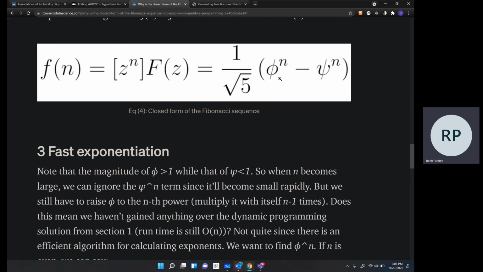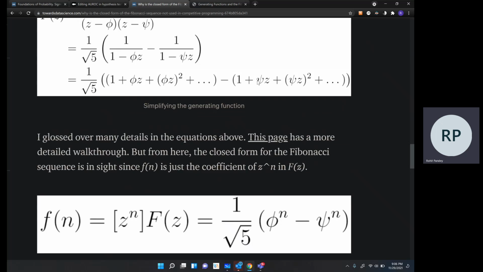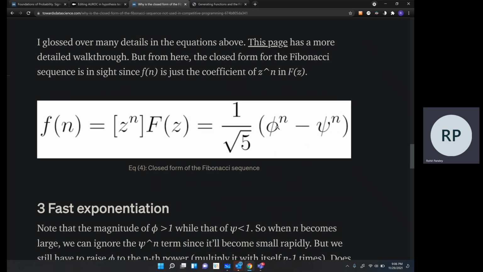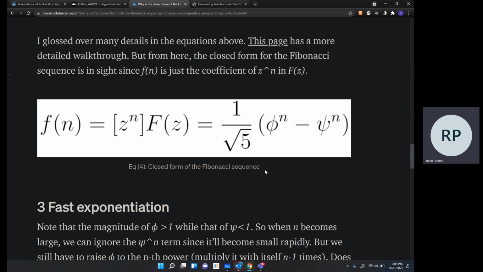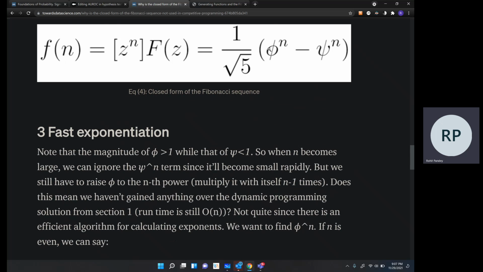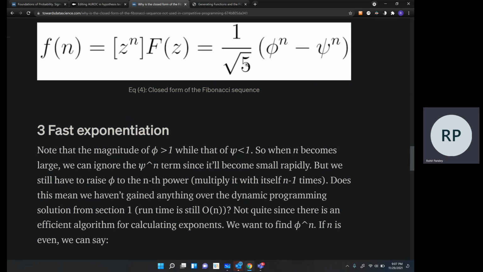One thing you'll notice straight away is that this psi is 1 minus square root of 5 by 2, whose magnitude is less than 1, and this phi is 1 plus square root of 5 by 2, whose magnitude is greater than 1. So when you raise it to a large power of n, this psi term will just vanish because the magnitude is less than 1. And this is the term that will dominate, right? This will quickly become less than 1, and then it will just go to 0, right? So you can just ignore this part. So you just really need to do phi to the power n, right? And just round it to the nearest integer after dividing by square root of 5.